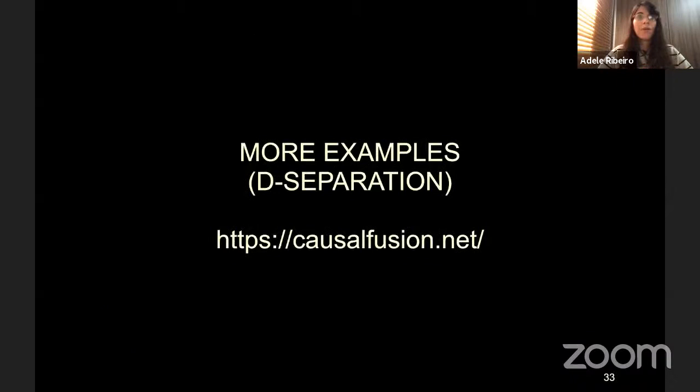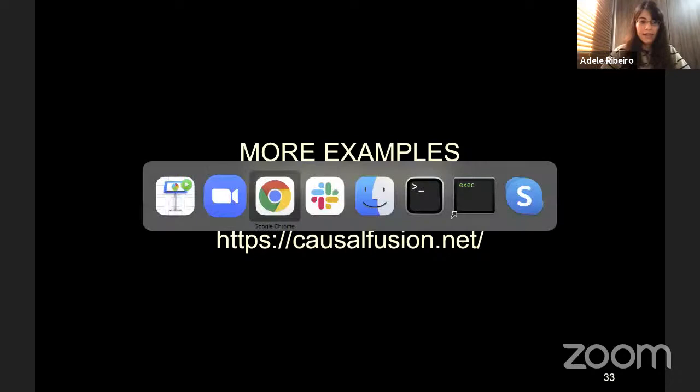I would like to show some examples on Fusion. I said that we have this web app. This is Fusion. Can you see my screen?